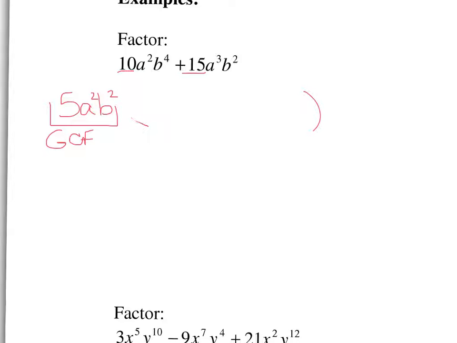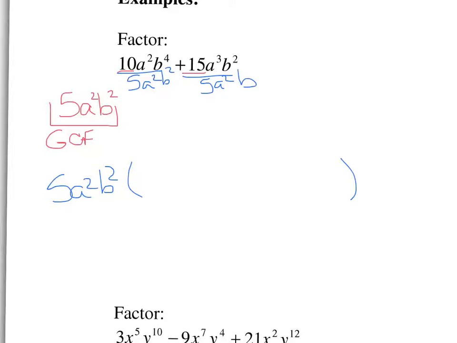I'm actually going to write this a little further down. So the GCF is 5a squared b squared. To figure out what's left in these parentheses, we divide each of these terms by the GCF. So we're going to divide by 5a squared b squared. Okay, and we've done this division before. We did it in chapter 4.